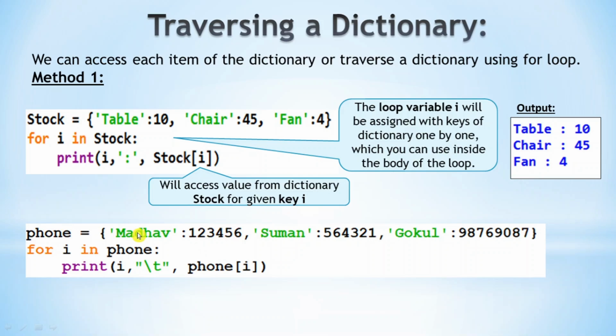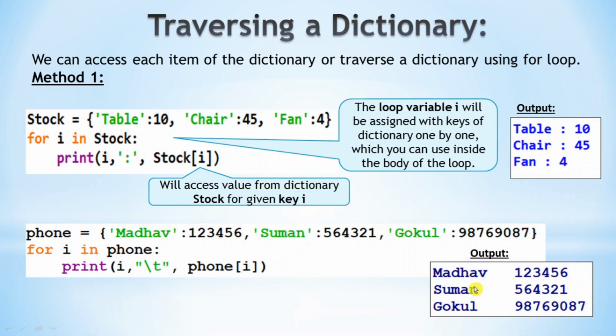Next example, phone numbers of Madhav, Suman and Gogul are stored in the dictionary phone. For i in phone, the i will contain the keys from the dictionary, Madhav, Suman and Gogul, in each iteration, and phone of i will display the value of that particular key. So the output will be Madhav and a tab space is given, his phone number, Suman, phone number, Gogul, 9876908 will be displayed. This is method 1 to traverse a dictionary by using the key value as the loop control variable.